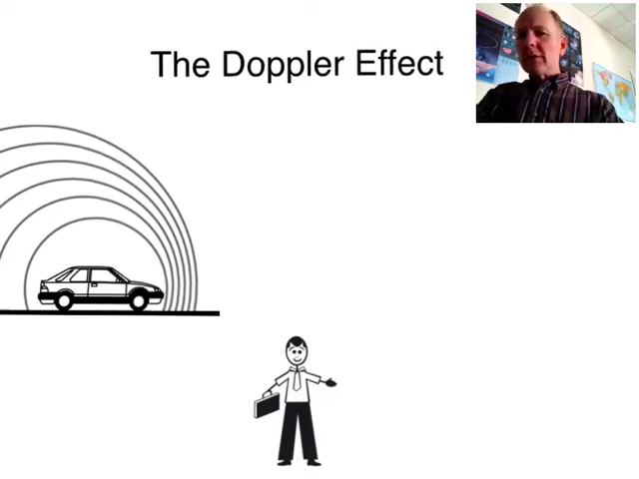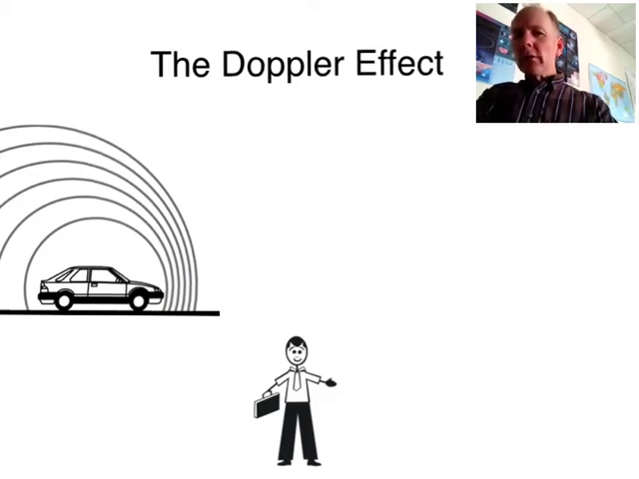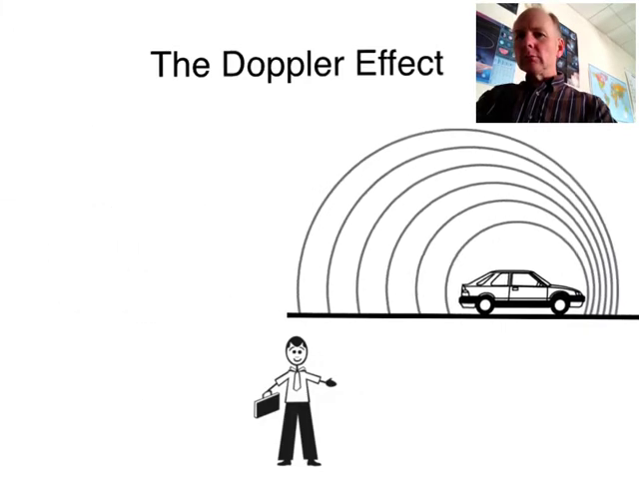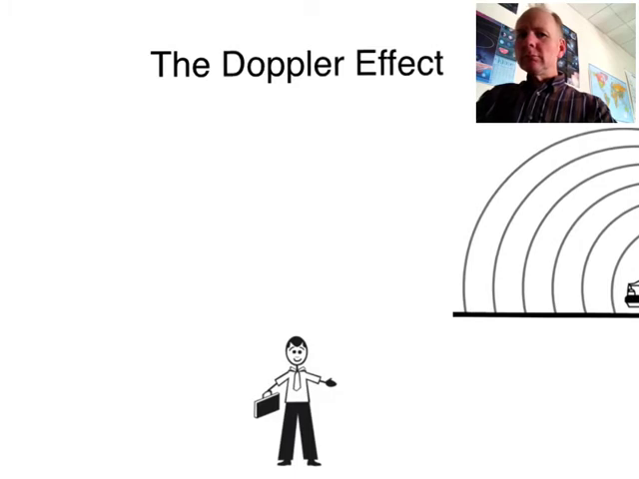The Doppler effect is a phenomenon familiar to all of us. When something approaches us, the apparent frequency of the sound is higher than the actual frequency, and as the object moves away from us, the apparent frequency that we hear is lower. Let's take a look at the reasons behind this.